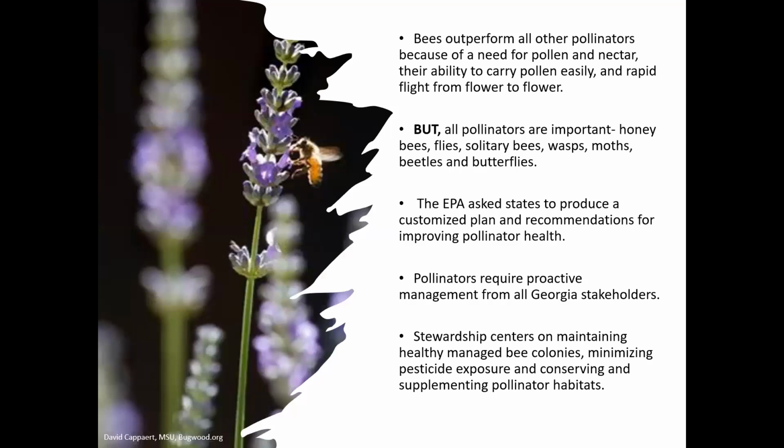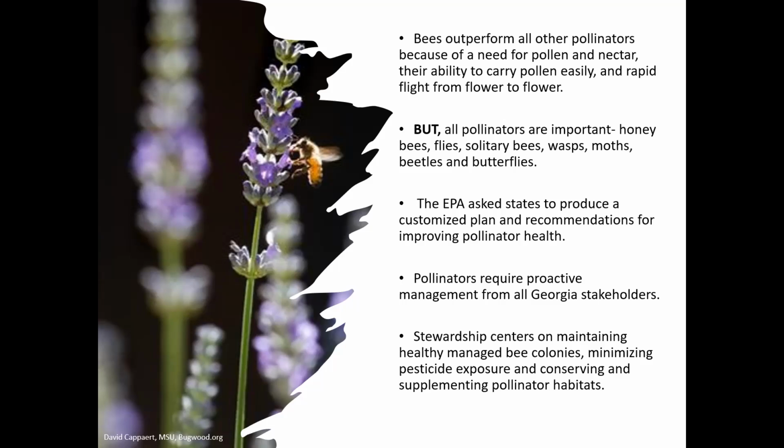Talking about bees, bees typically outperform all other pollinators because of their need for pollen and nectar. They can carry it very easily, and they are very quick to fly from flower to flower. But as I mentioned, there are a lot of other pollinators out there: flies and solitary bees, like little sweat bees, wasps, moths, beetles, and butterflies. I didn't mention hummingbirds here, but some birds are actually pretty efficient at pollinating.